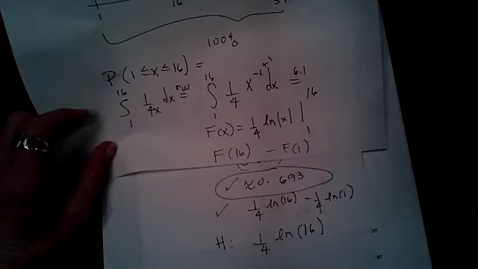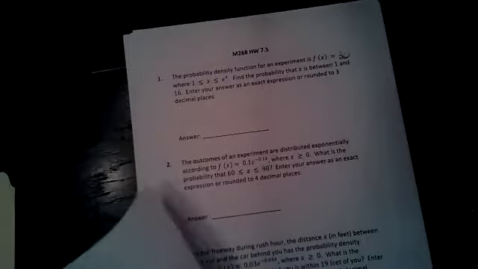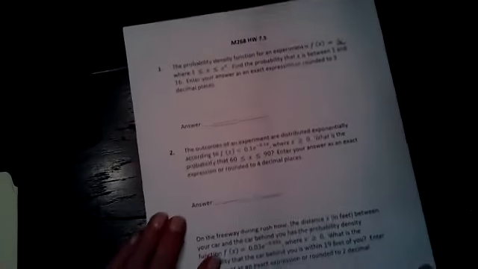They're giving a PDF to us on an interval, so we're finding some probability. Okay, so here we go. Let's look at problem number 2.